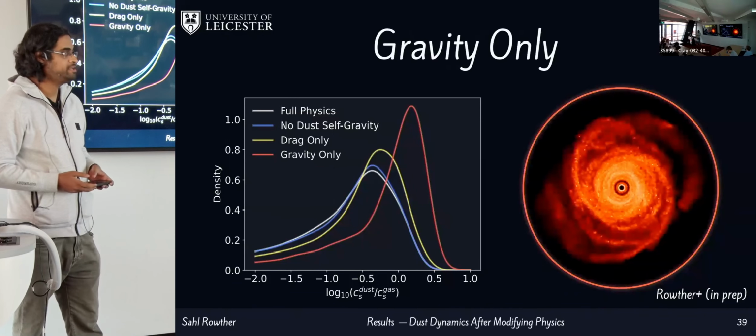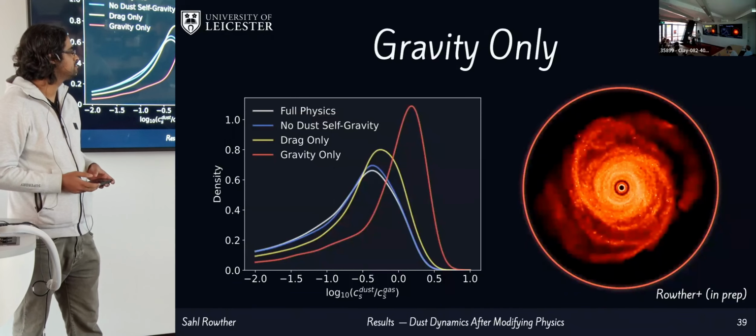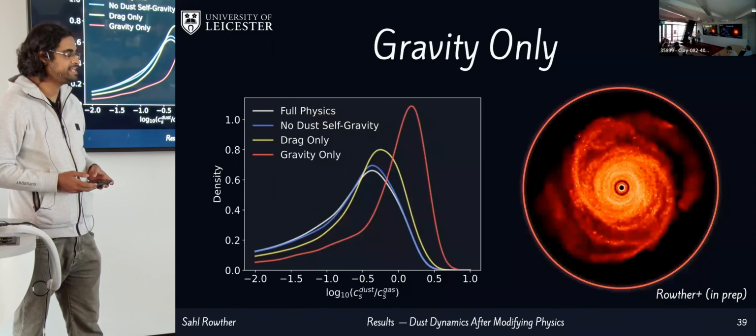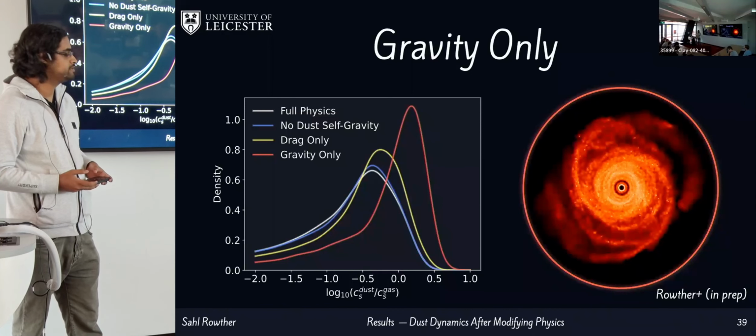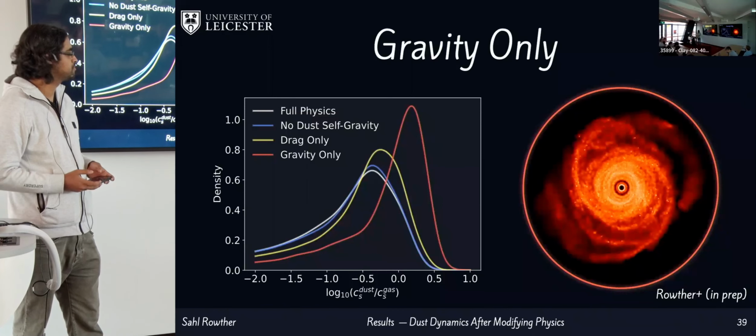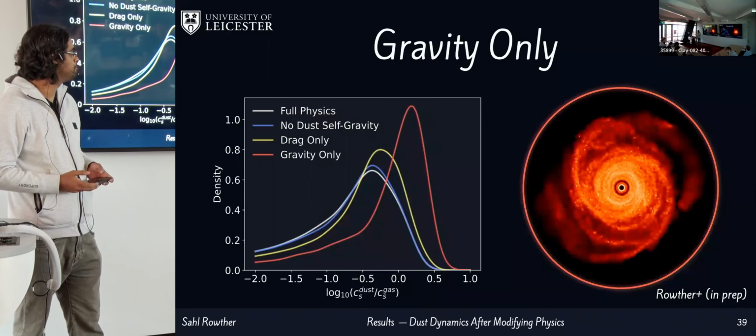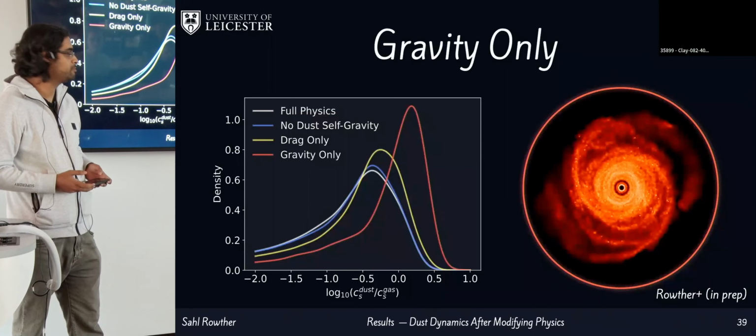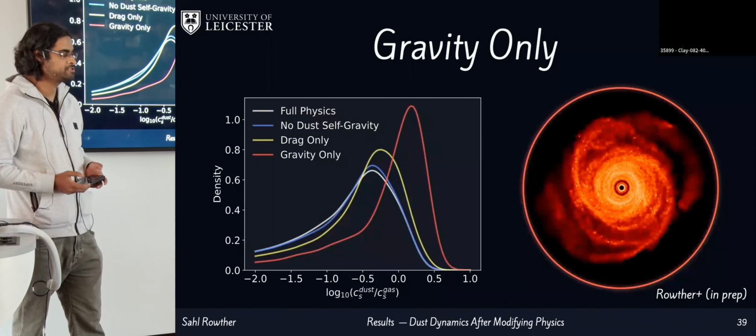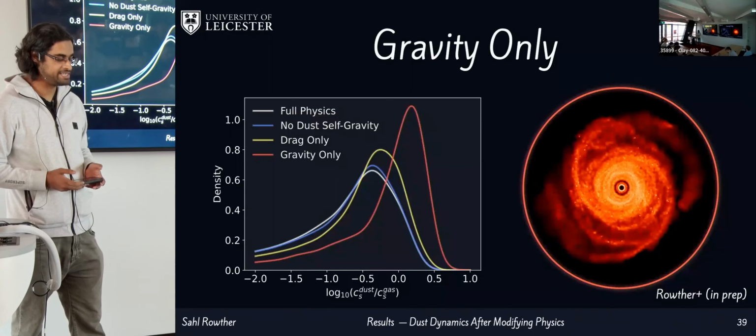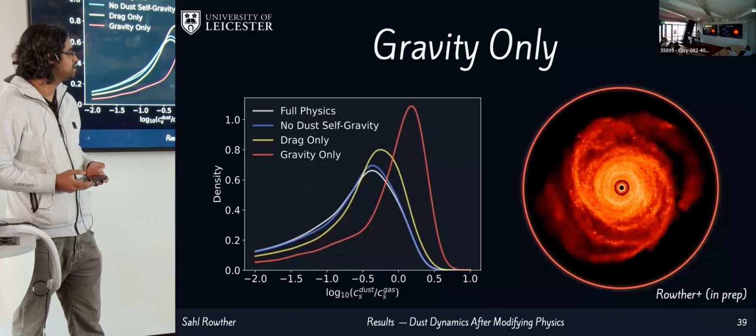And when the dust only feels the gravity of the gas and dust, the velocity dispersion of the dust increases by a lot. It's now higher than the gas sound speed. So the dust pretty much decouples from the gas, as you can see here.